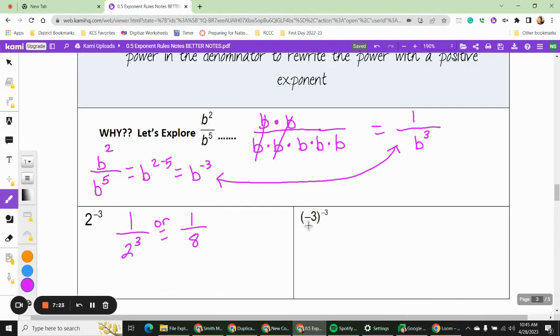Next, we have negative 3 in parentheses to the negative 3 power. So that means I have 1 over negative 3 to the third power. And a negative 3 to the third power is a negative 27, because negative 3 times negative 3 is 9, and you take that 9 and multiply it times a negative 3, you get a negative 27. So there we are. We can write it the first way or the second way.